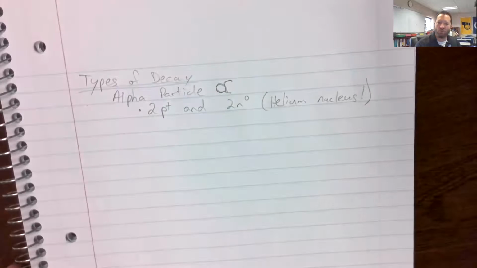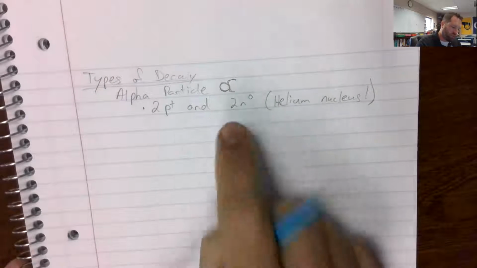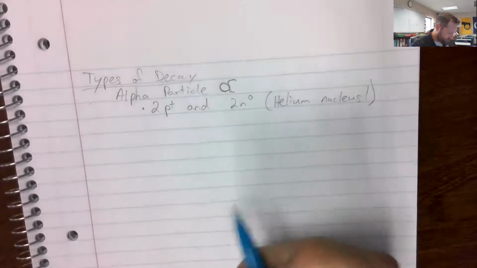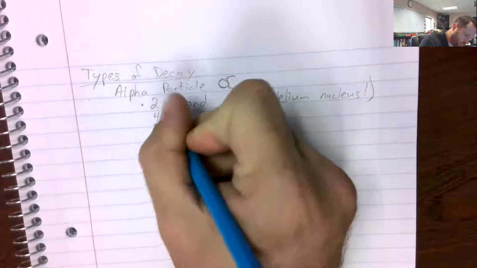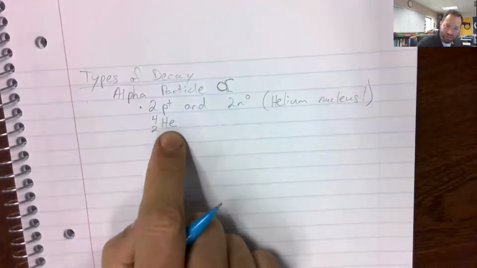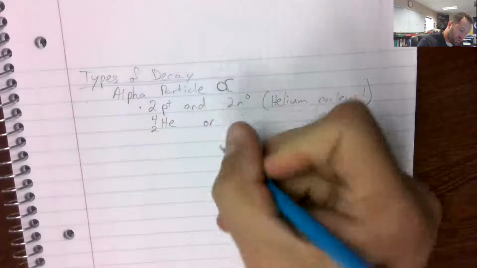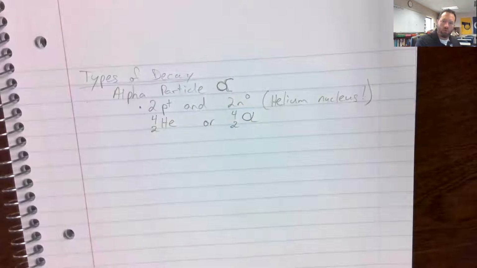And I mentioned that because you're going to see that helium nucleus pretty soon. So 2 protons, 2 neutrons, it's a helium nucleus. The way that we symbolize it, 4, 2 helium. That's how I prefer to do it. I use the helium symbol. You're going to see it and you're allowed to write it as 4, 2 alpha symbol.